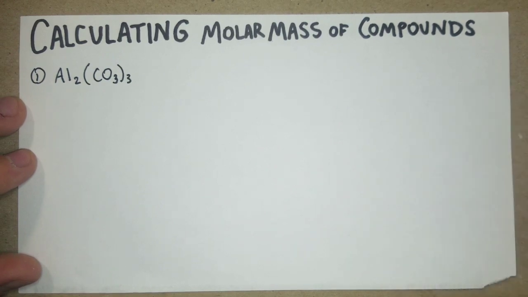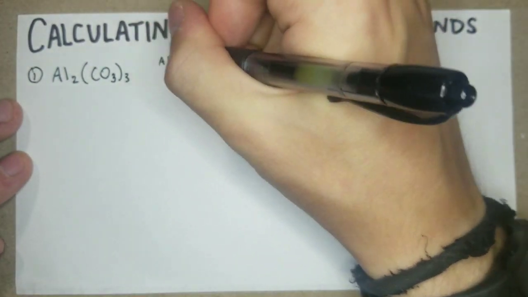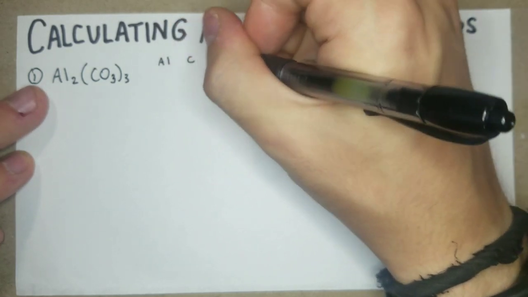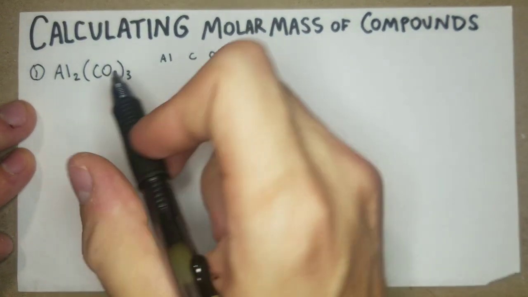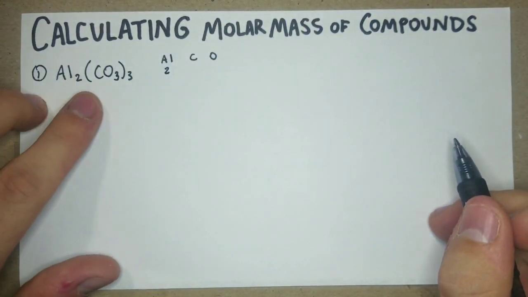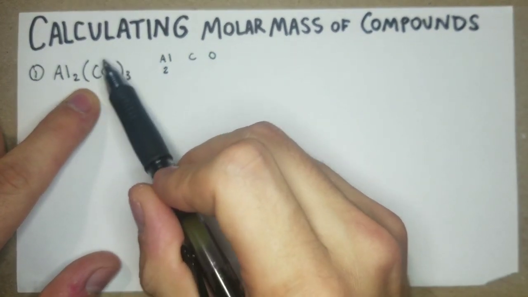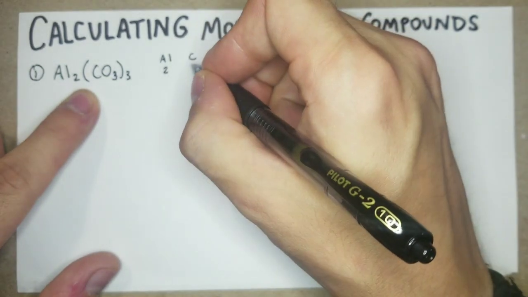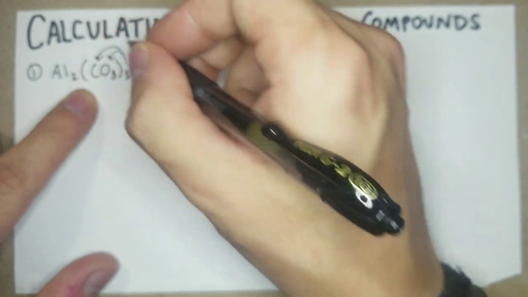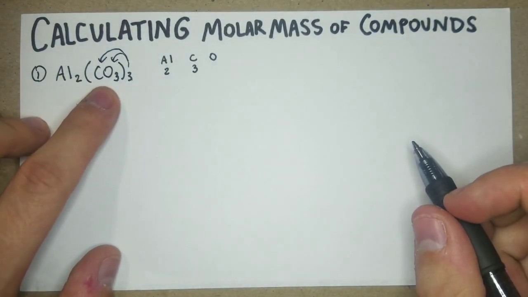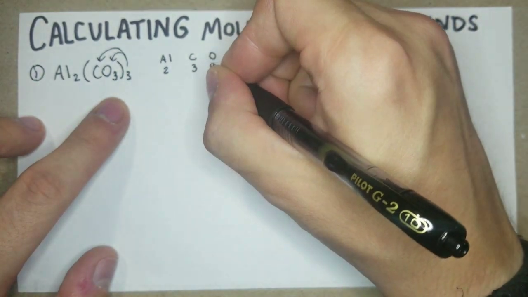The way I like to do it is, first off, calculate how many of each element we have. So list out each element: Al, carbon, and oxygen. Only 3 elements, that's not too bad. We have 2 Als. For carbons, we have 1 in here, but then 3 of this in total, so that's 3 carbons. Then we have 3 oxygens inside here times 3. So just do 3 times 3. That's going to equal 9.